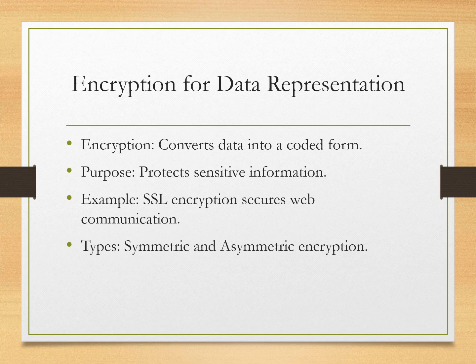There are two main types: symmetric encryption, where the same key is used to encrypt and decrypt, and asymmetric encryption, which uses a public and private key for added security.